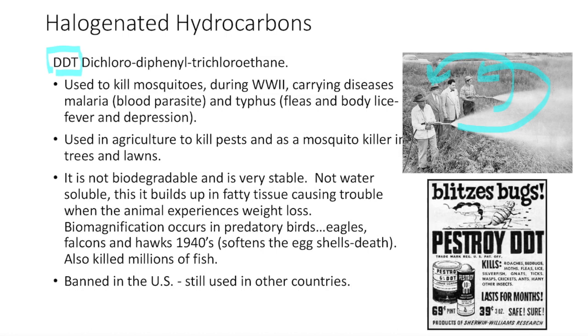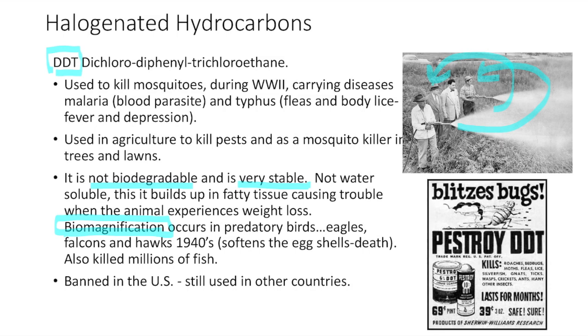But then what they found out was that even though it wasn't too bad for humans, and it turns out it's not real great for humans anyways, it is not biodegradable and it is very stable. So what it was doing was building up in the fatty tissue of animals, and they would eat other animals, and then those animals would eat other animals, and it goes up the food chain. We call this biomagnification. So this is why you've probably heard about this in your biology class. And then it really hit the predatory birds, and it softened their eggshells, and birds were dying.